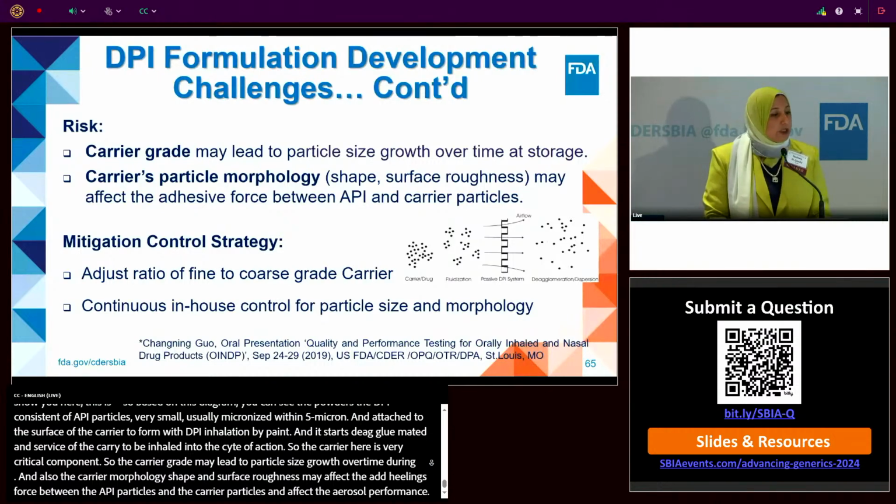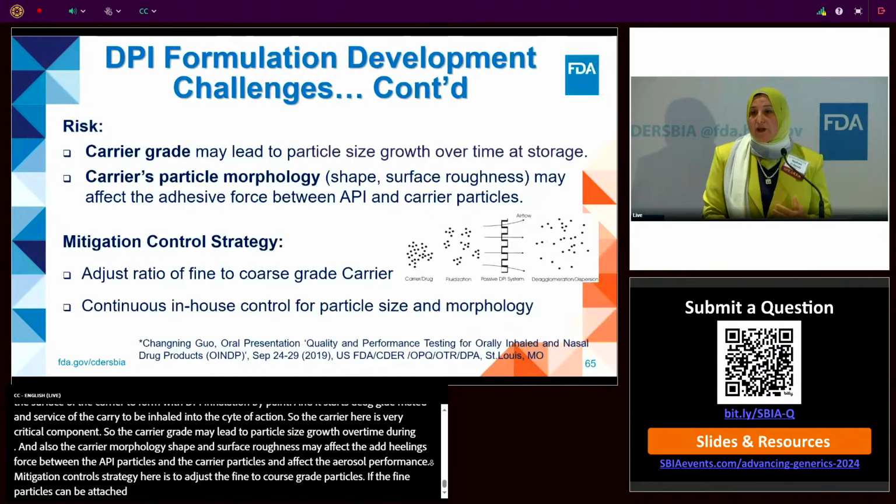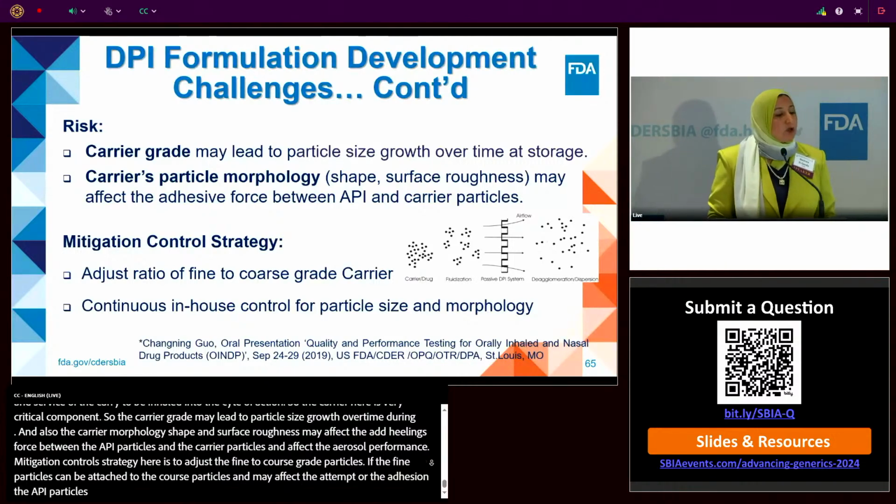The mitigation control strategy here is to adjust the ratio of the fine to coarse grade particles, because the fine particles can attach to the coarse particles and may affect the adhesion of the API particles. Also, continuous in-house control for particle size and morphology.